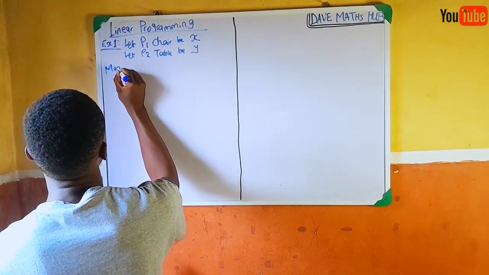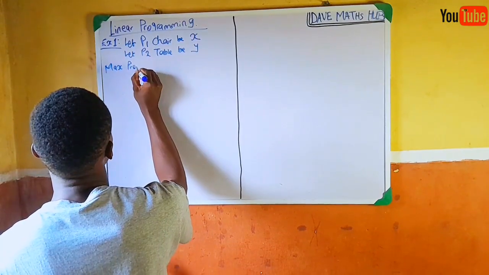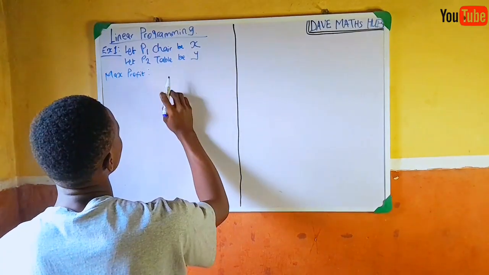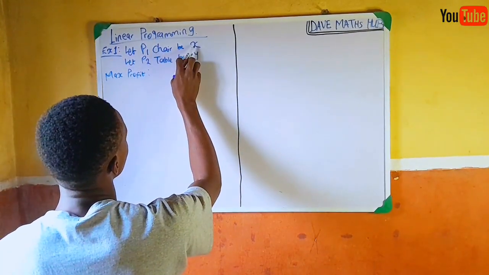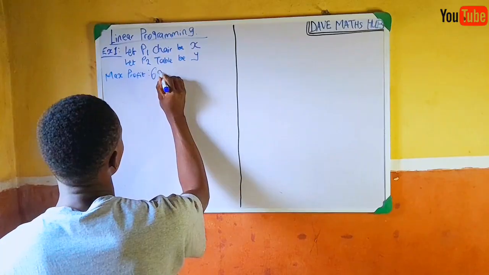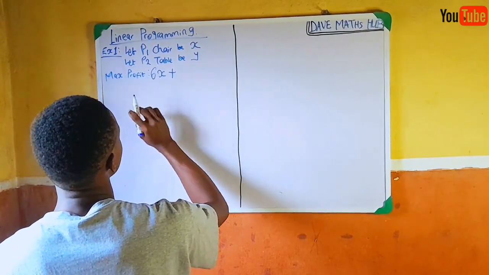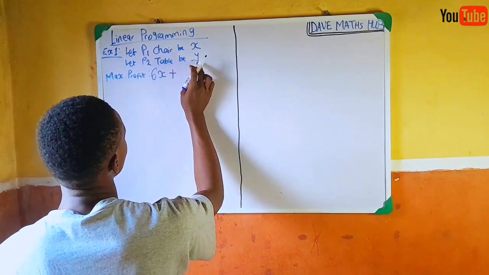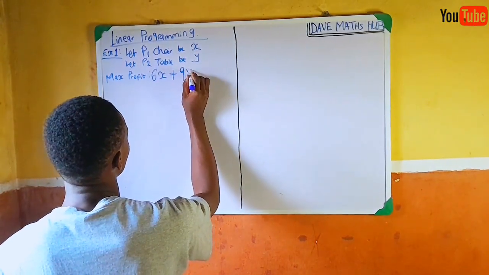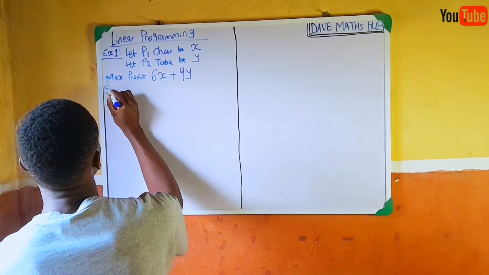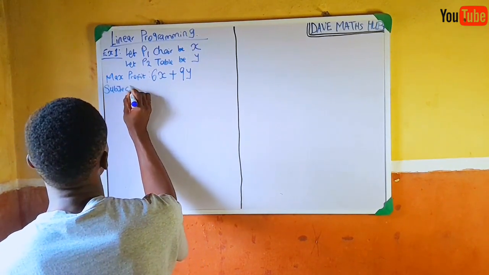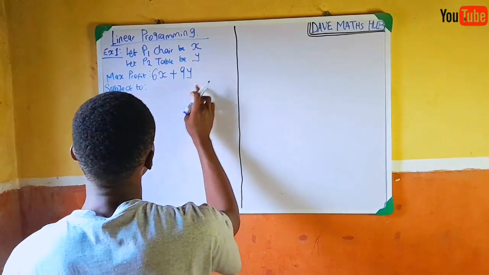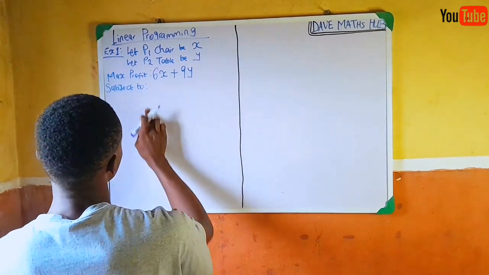We will say maximize profit. Since we said 6 naira for chair and chair is represented as X, we write 6x plus, and it said 9 naira for table, and table is represented as Y, so we have 9y. Then you write subject to. This subject to is telling you that this profit is restricted by whatever we will write next.